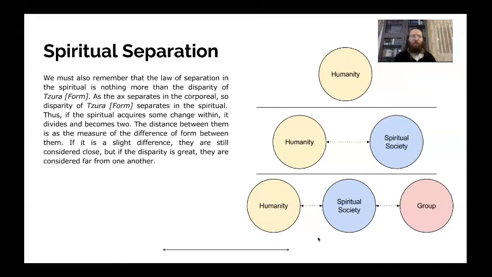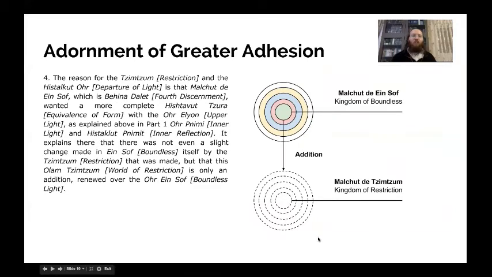Let's continue. Adornment of greater adhesion, number 4. The reason for the tzimtzum restriction and the histalakut, or departure of light, is that Malchut Den Sof, which is Bechina Dalet, fourth discernment, wanted a more complete Ishtavut Tzura, equivalence of form, with the Or Elyon, upper light, as explained above in part 1, Or Pnimi, inner light, and Istaklut Pnimit, inner reflection.